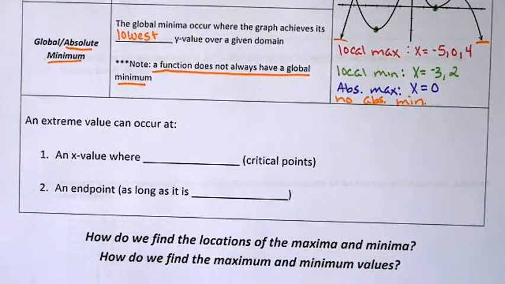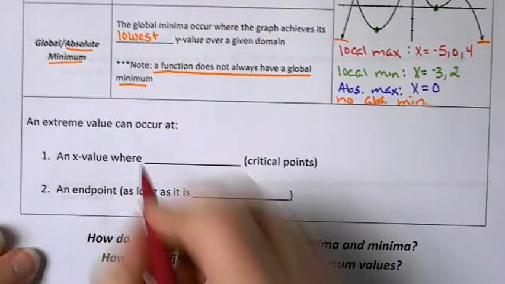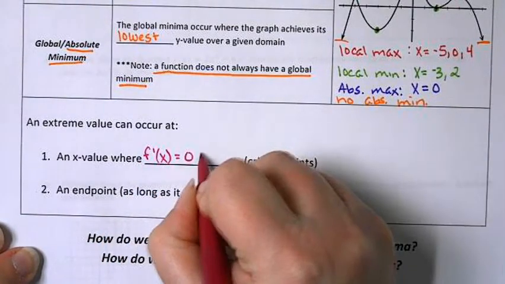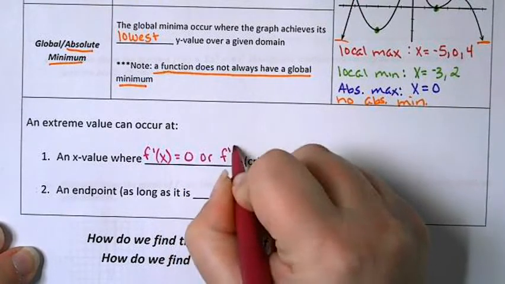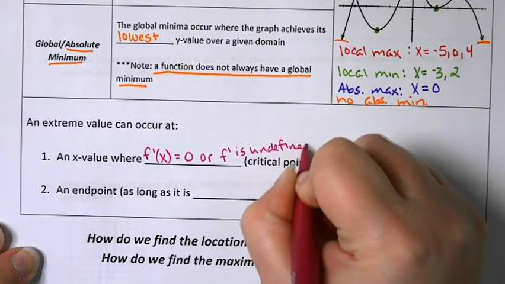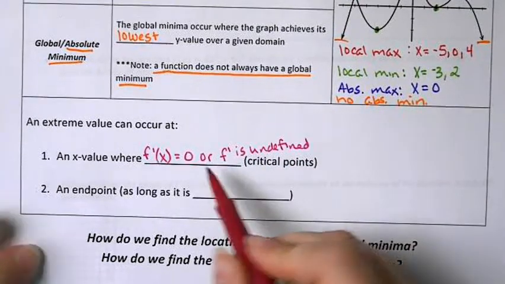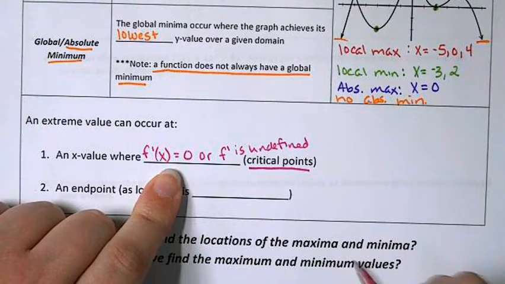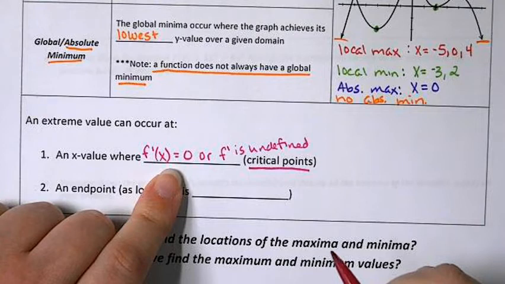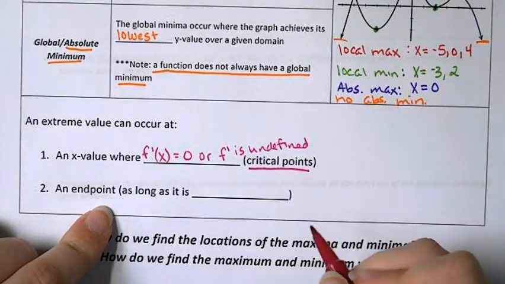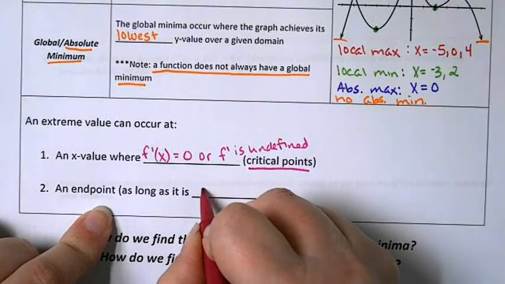An extreme value can occur at an x value where f prime is 0 or f prime is undefined. And we've talked about that. Anytime the derivative is 0 or the derivative is undefined, we call that a critical point. We've talked about that for a few days now. So extreme values can occur at critical points, or they can occur at endpoints as long as it is a closed interval.